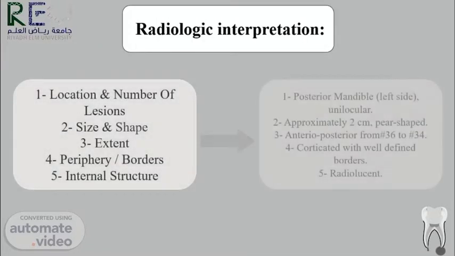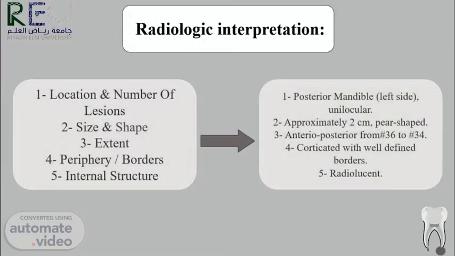Radiologic interpretation: location and number of lesions, posterior mandible, left side, unilocular. Size and shape, approximately 2 cm, pear-shaped. Extent: anterior posterior from tooth number 36 to tooth number 34. Periphery and borders, corticated with well-defined borders. Internal structure, radiolucent.